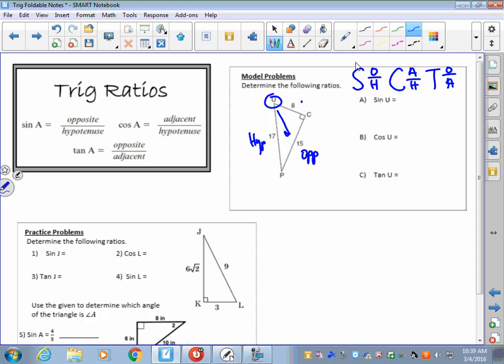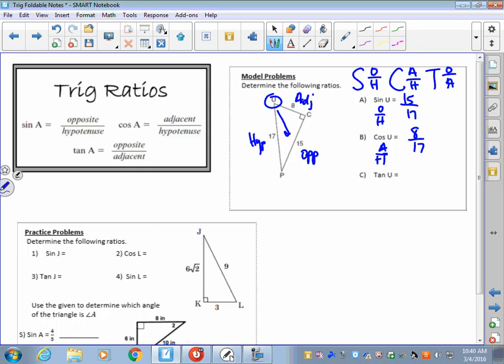So A is adjacent. Okay, so I'm going to label the parts, and then I'm just going to give the ratio for the trig. If I'm doing sine of U, that is always opposite over hypotenuse. So that ratio would be 15 over 17, and that's all I need. Now to do cosine of the angle U, cosine is adjacent over hypotenuse. So that would be 8 over 17.